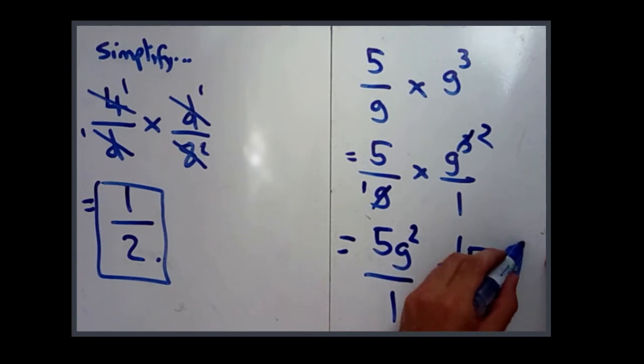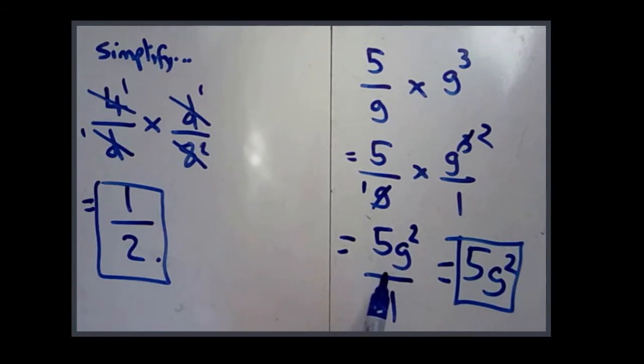5g squared. If you do present an answer like this, 5g squared over 1, you are showing a lack of understanding there. So do recognise that when something is over 1, you really don't need the 1.